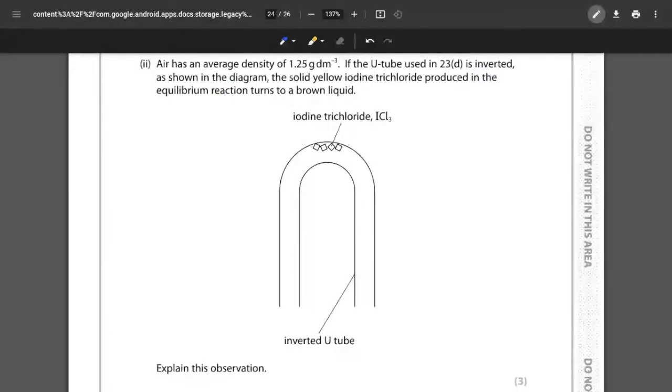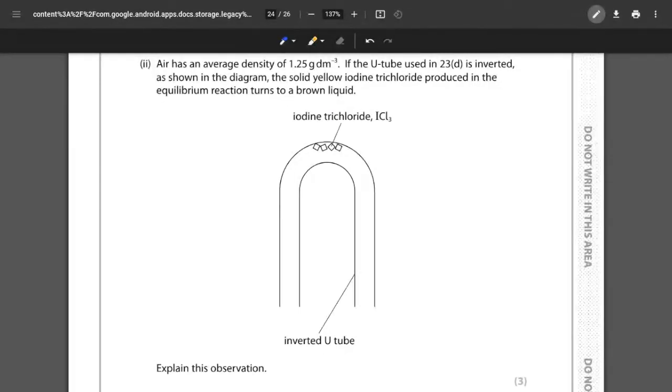For part 2, it tells us that air has a density of 1.25 grams per decimeter cubed, and if the U-tube used in part D, so the previous part of the question, is inverted as shown in the diagram, the solid yellow iodine trichloride produced turns into a brown liquid. And we have to say what is happening here.